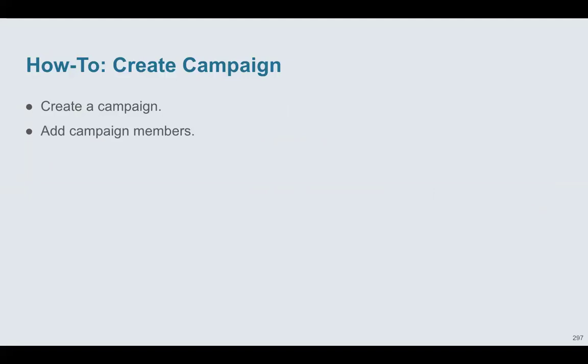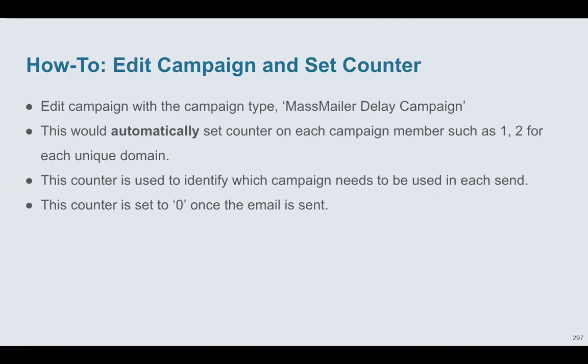What do you do? You have to create a campaign, and then you have to add campaign members. That's as simple as that initially. And then you have to edit the campaign, and make sure that the campaign type is the MassMailer delay campaign. You have to do it right after adding the campaign members, not before that.